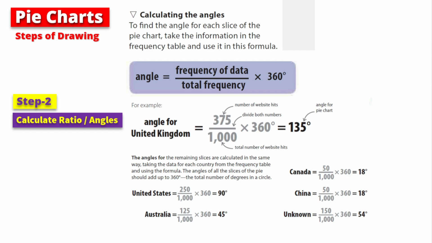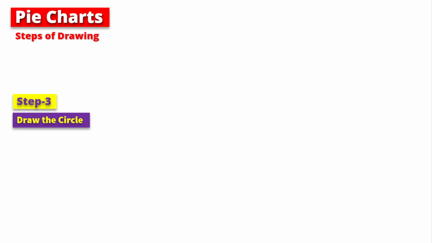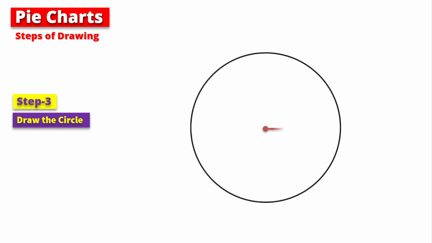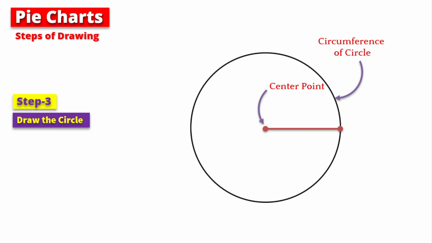To do this, divide the value of each category by the total value and multiply by 100 to get the percentage. In step 3, you have to draw the circle. Start by drawing a circle which represents the whole dataset. You can use a compass or a circular template to ensure accuracy.